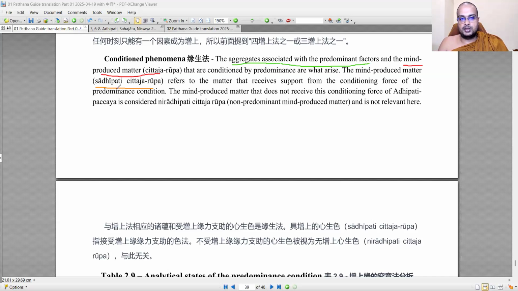the chitta jarupa, the mind produced matter, can be divided based on whether this Adhipati Paccaya is there or not. So it's given as Sadipati Chitta Jarupa, and the other type is called Niradhipati Chitta Jarupa, which means the mind produced matter due to non-predominant. The predominant factor is not there, but the mind produced matter arises. So the predominance condition is not applicable there.